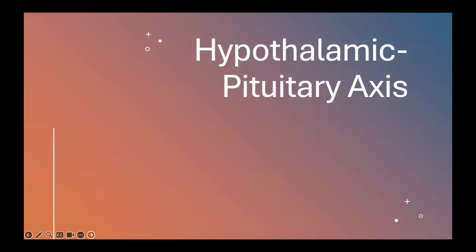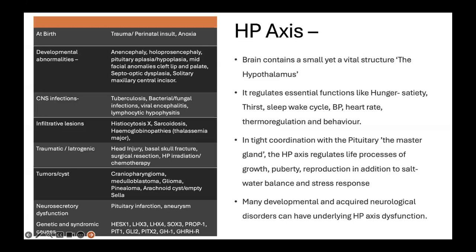So we'll go in a bit of detail and look at this one by one. Coming to the hypothalamo-pituitary axis, we know that the brain houses a vital structure known as the hypothalamus, and its tight coordination with the pituitary gland, which we know as the master gland, which secretes most of the trophic hormones and regulates various important life processes such as growth, puberty, reproduction, in addition to salt-water balance and stress response.